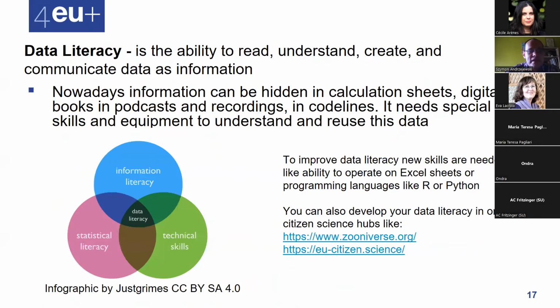And this comes to a very important aspect: what does citizen science bring? It also brings data literacy, so an ability to read, understand, create and communicate data as information. Data literacy is very important for people nowadays to understand, you know, the schemes, the Excel sheets, and what is in there. As I said, nowadays information can be hidden in calculation sheets, in podcasts, in recordings, in code lines. So it needs special skills and equipment to understand and reuse this data. We can improve our data literacy by special programs and knowledge in Excel, R, Python, or other programming languages. But of course, it's not very easy to learn them.